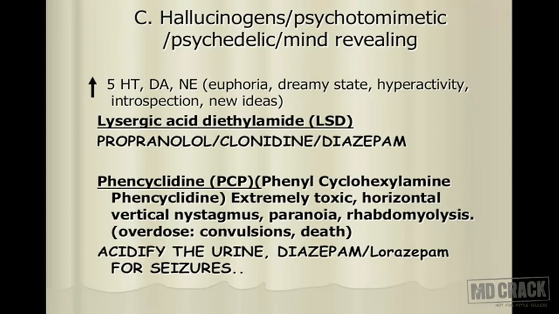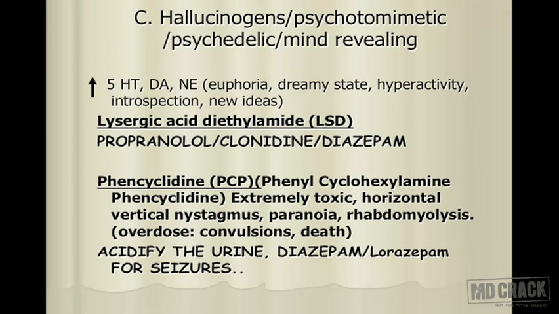The first one is LSD, that's lysergic acid diethylamide. And to manage this addiction, beta blockers in the form of propranolol or a centrally acting alpha agonist like clonidine, which is a sympatholytic agent, is useful. And the next very important drug is diazepam, or the other benzodiazepines will be useful.